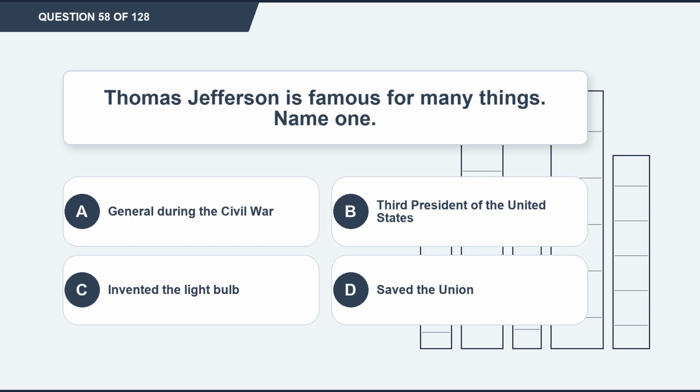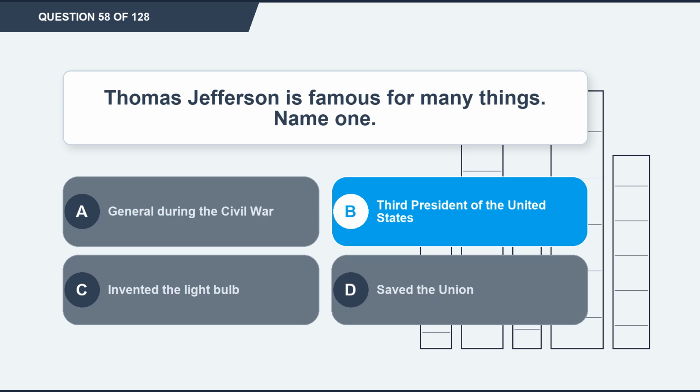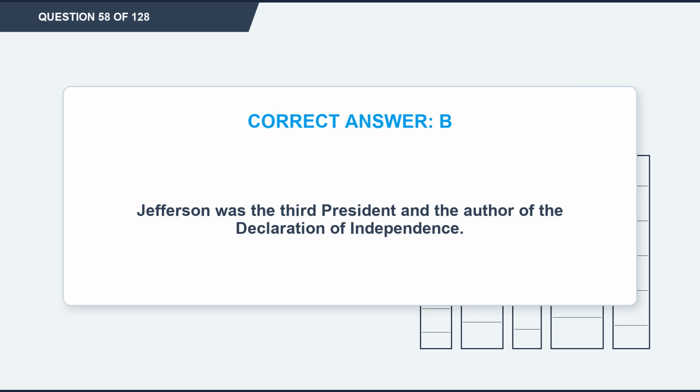Question 58. Thomas Jefferson is famous for many things. Name one. Option A, general during the Civil War. Option B, third president of the United States. Option C, invented the light bulb. Option D, saved the Union. The correct answer is option B, third president of the United States. Explanation. Jefferson was the third president and the author of the Declaration of Independence.